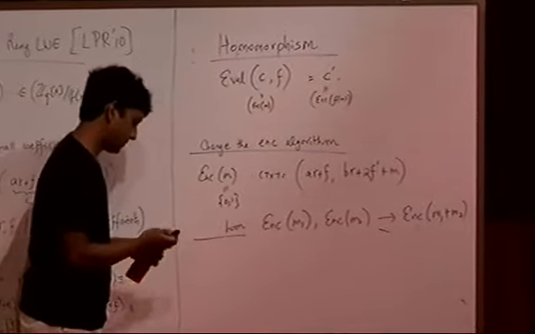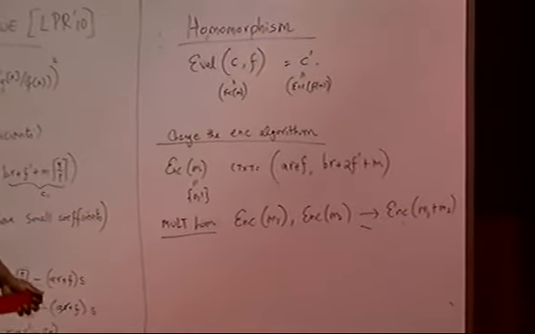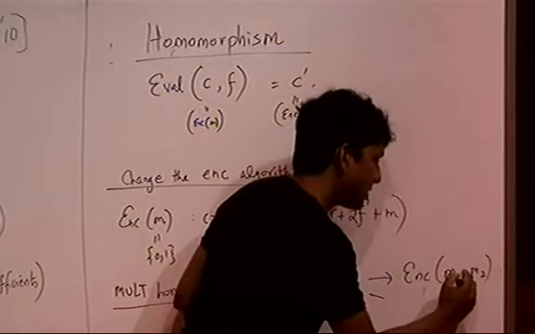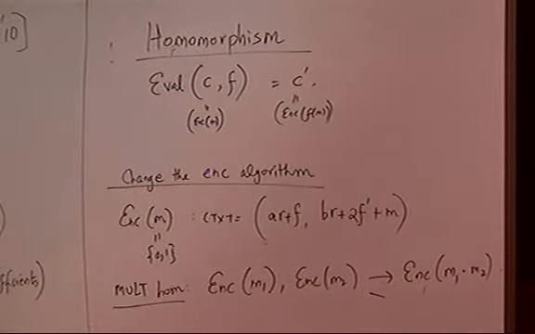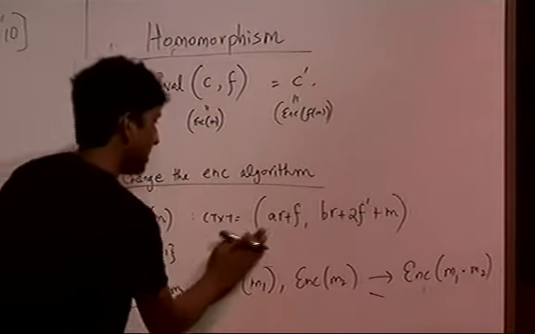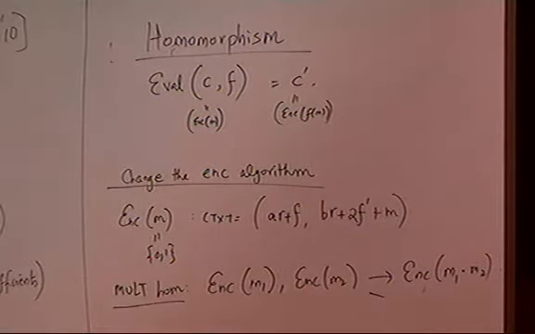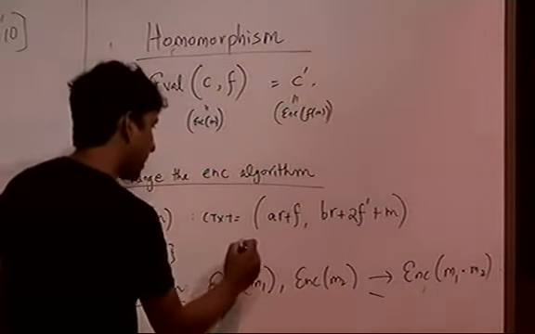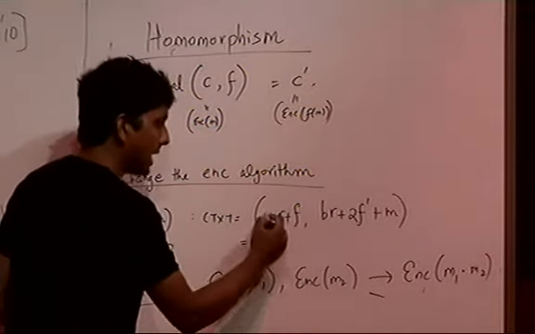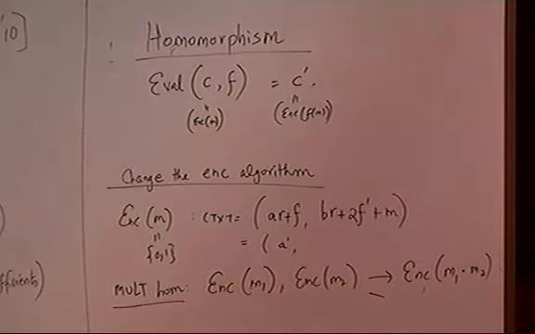Multiplicative homomorphism. I get encryptions of M1 and M2, and I want to compute the encryption of M1 times M2. To do this, let's look at the ciphertext again a bit more closely, and let's rewrite A times R plus F as A prime. I'm just renaming it.